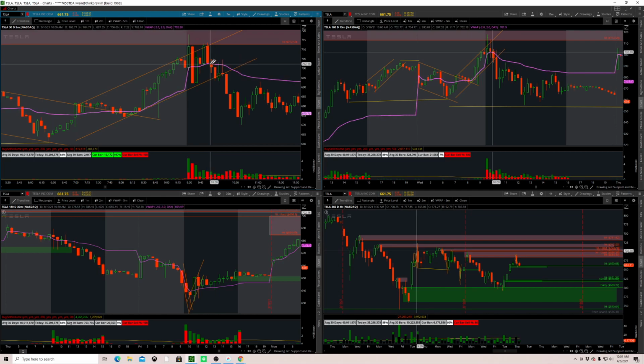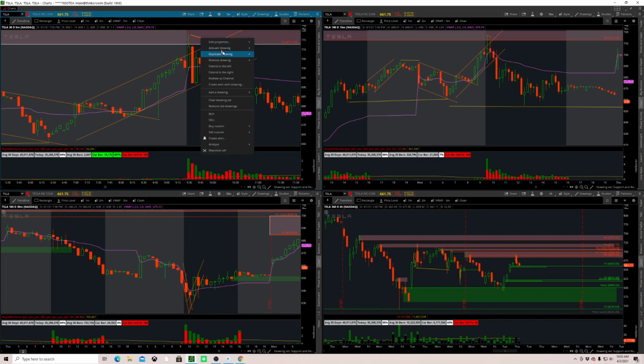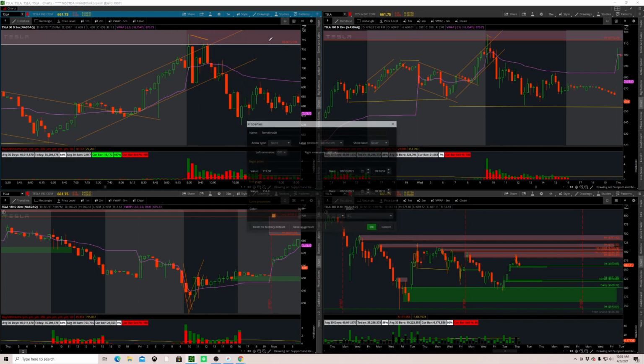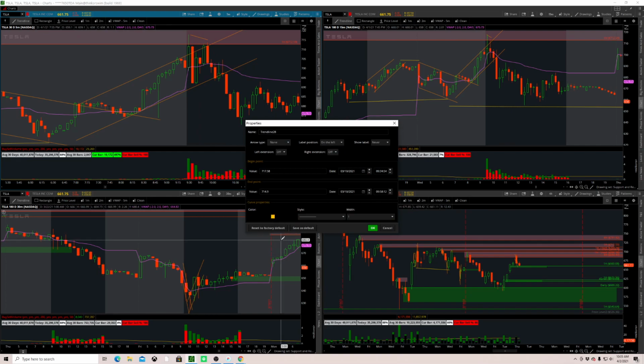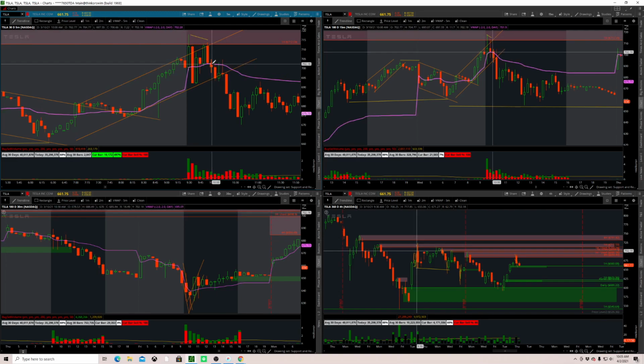Entry ideally should be here, because we know this is reversing. This is a double top. If we just draw that in, and properties on trend line, turn that yellow, so we know this is a double top. And what we see, another double top here. But anyway, what we now do is take it short from this point.